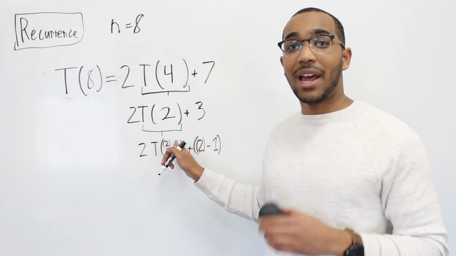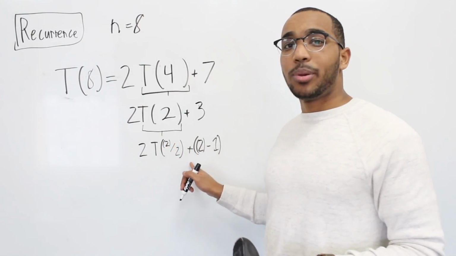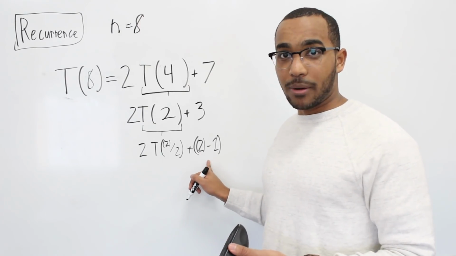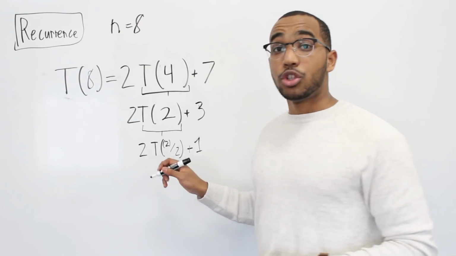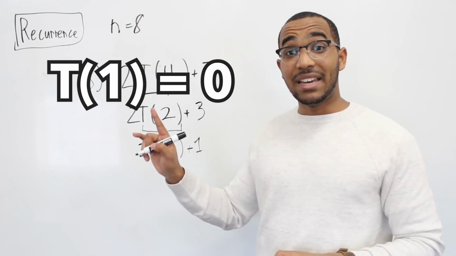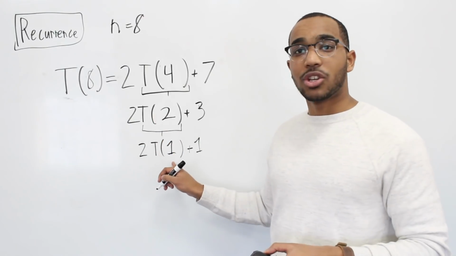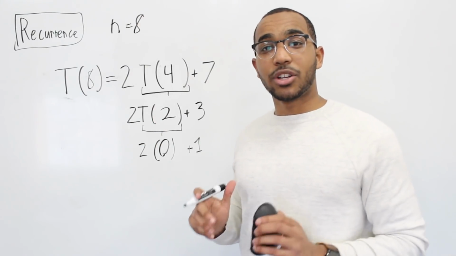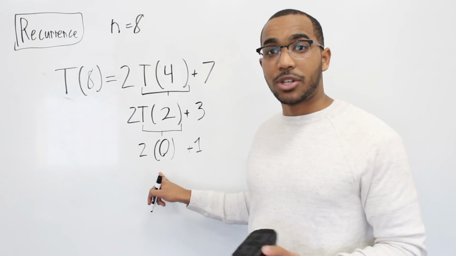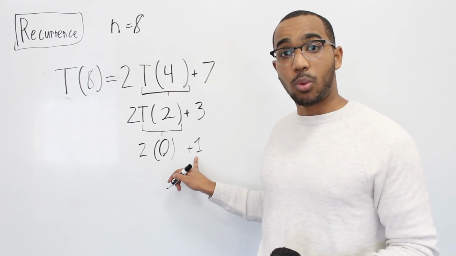Before it was n over 2, now it's 2 over 2. And now we do plus n minus 1. 2 is n here. 2 minus 1 is 1. 2 over 2 is 1. And remember, our base case, t of 1 is 0. So this is just 0. And now we're going to start working our way back upwards. So we're going to do 2 times 0, which is 0, plus 1, which is 1.